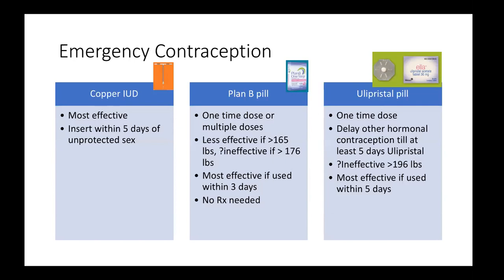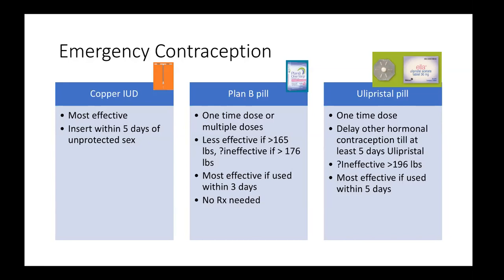The most effective is going to be the copper IUD, if it's inserted within 5 days of unprotected sex. And the benefit here is that it can remain in for long-term contraception if that's what the patient chooses as their long-term contraception, if they want contraception as well. And then the two oral options are the Plan B pill and ulipristal, also known as Ella.